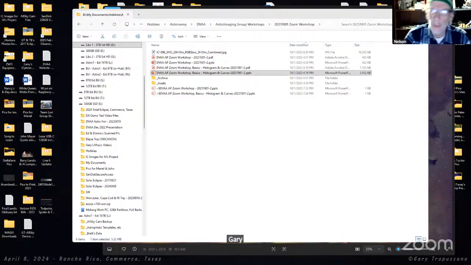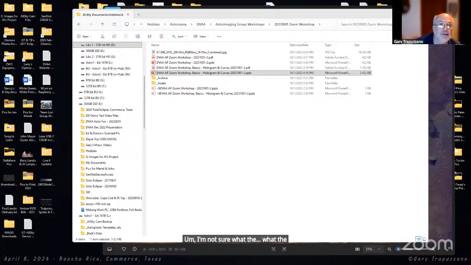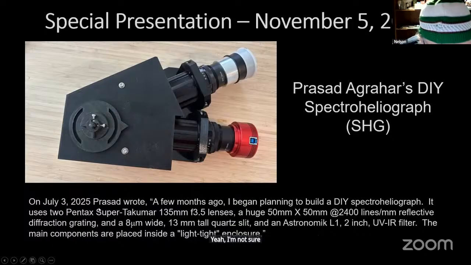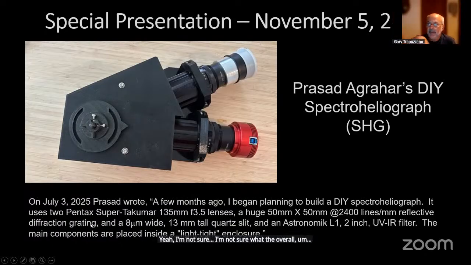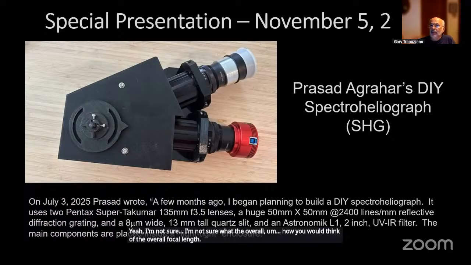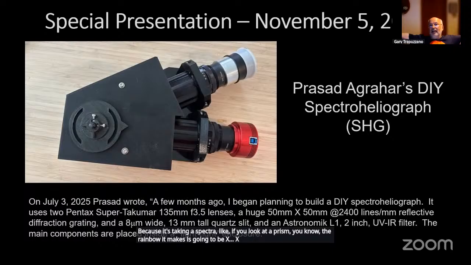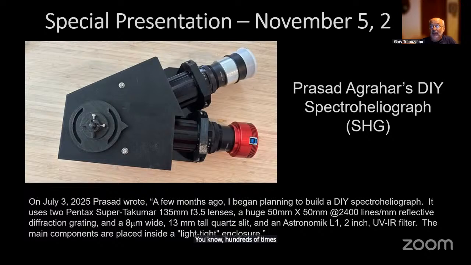Gary, what was the focal length of that lens on that gizmo? I'm not sure what the overall focal length would be, because it's taking a spectra. Like if you look at a prism, the rainbow it makes is going to be x wide. This is taking that rainbow and stretching it hundreds of times, maybe even more. I'm not really sure. He'll explain that, obviously.